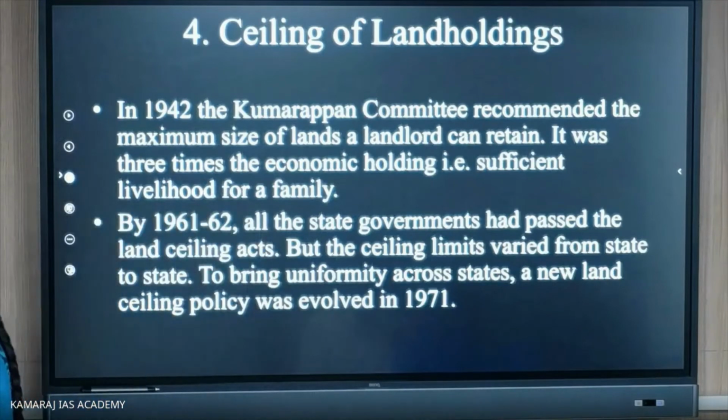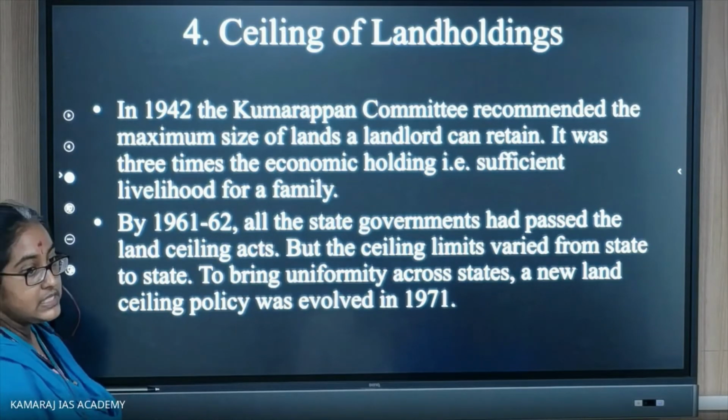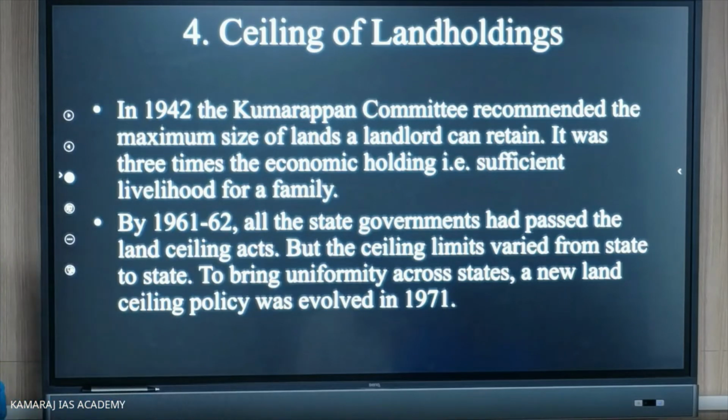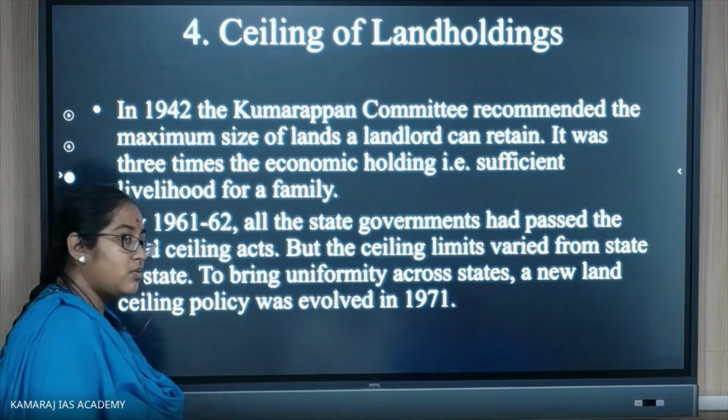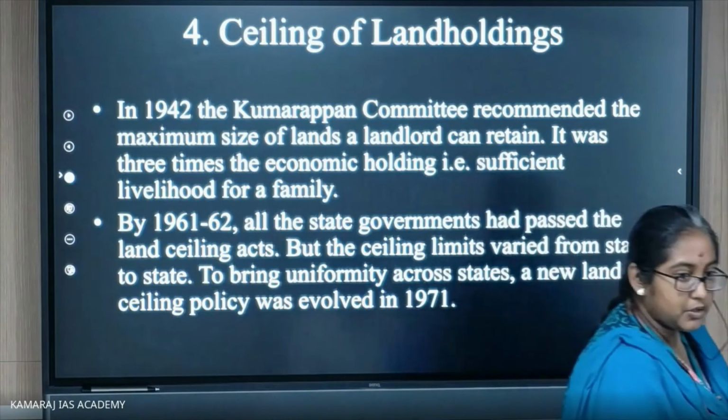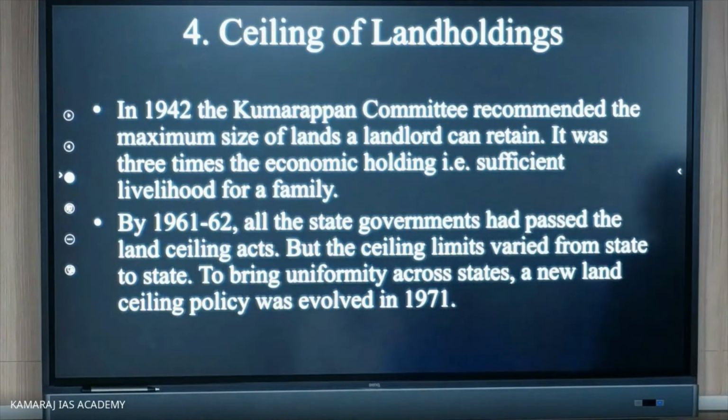Next, ceiling of land holdings. Ceiling of land holdings means, in 1942, we have a Kumarappa committee, even before independence, J.C. Kumarappa. He is a person from Tamil Nadu, I think Madurai. So he recommended the maximum size of land which a landlord can hold. Okay, so it was a 3 times economic holding, that is sufficient livelihood for a family. ஒரு குடும்பத்துல இருக்காங்க அப்படின்னா 4 members இருக்காங்களோ, அவங்களுடைய லைவ்லிஹுட்டுக்கு எவ்வளவு வேணுமோ அதை மட்டும் வச்சுட்டு மற்றதை திரும்ப கொடுங்க அப்படிங்கிற மாதிரி சொல்லியிருப்பாங்க.